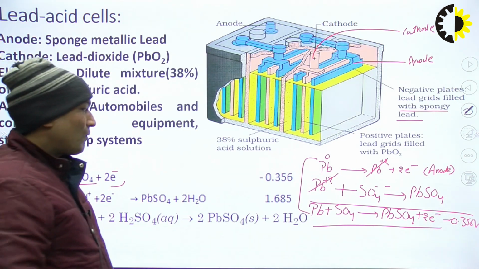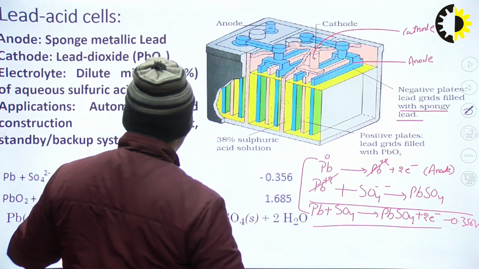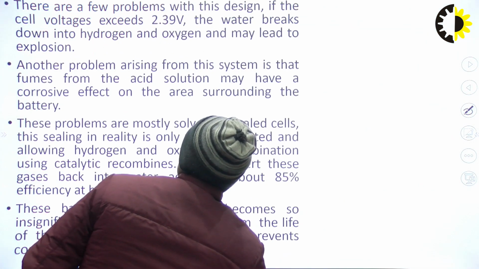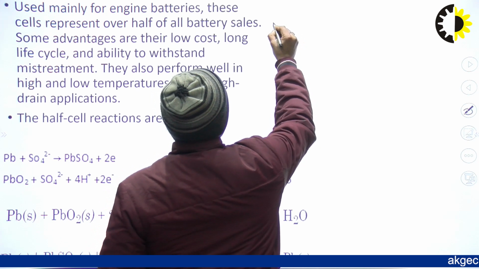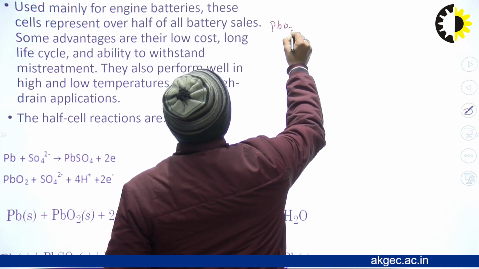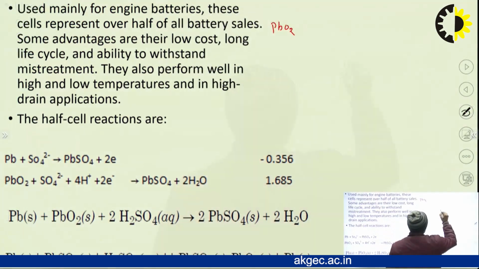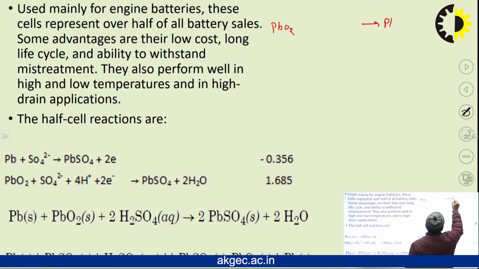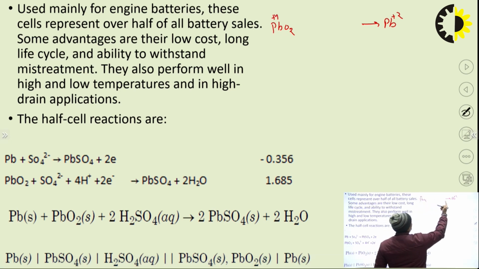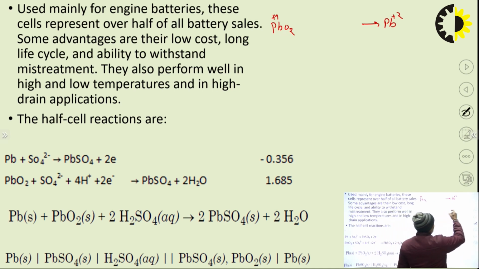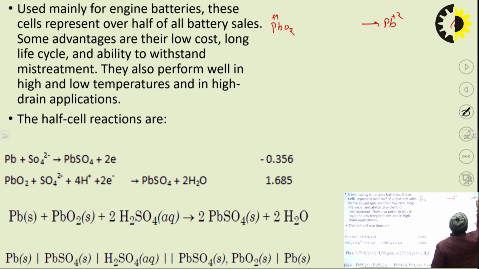Now again I am discussing the cathodic reaction. So what is going on at the cathode? The cathode is made by PbO2. This PbO2 is converted into Pb+2 ion. The total change in oxidation state is from 4 to 2, meaning reduction is going on. So this reaction is going on at the cathode.